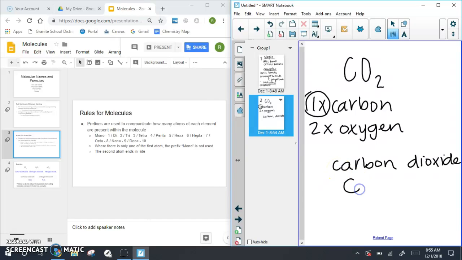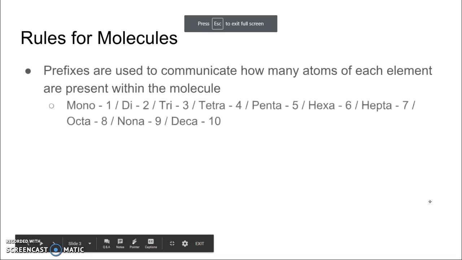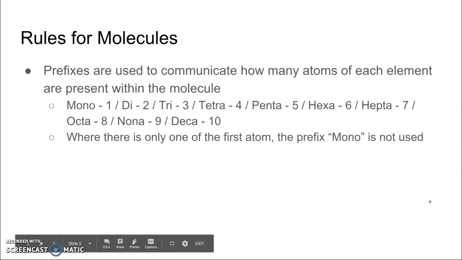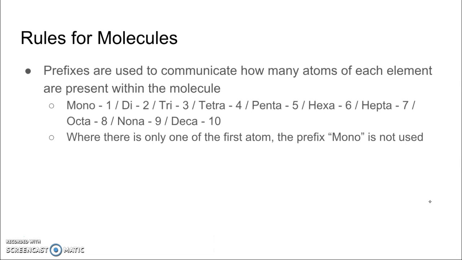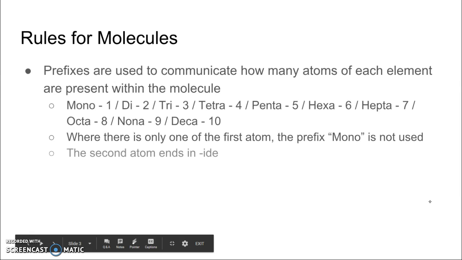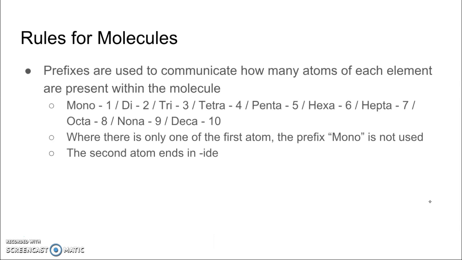You guys have also probably heard of carbon monoxide before. That is CO. You'll notice that carbon still does not have the prefix in front of it. However, there's only one oxygen now, and so now we put the monoxide. So that's just a good example of that rule where there's only one of the first atom, the prefix mono is not used. Then a last rule, and you've seen this before, the second atom ends in -ide, just like in salts. So make sure that when you say it, it's not carbon monoxygen or carbon dioxygen, it's carbon monoxide.